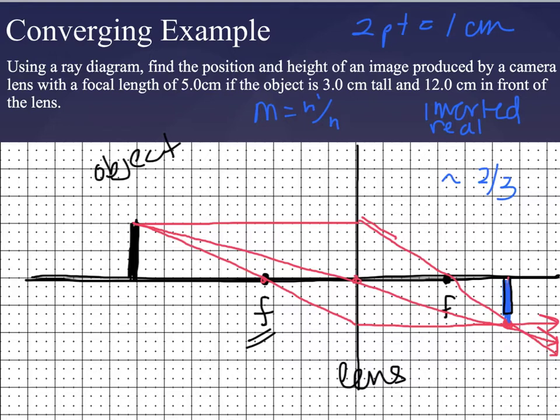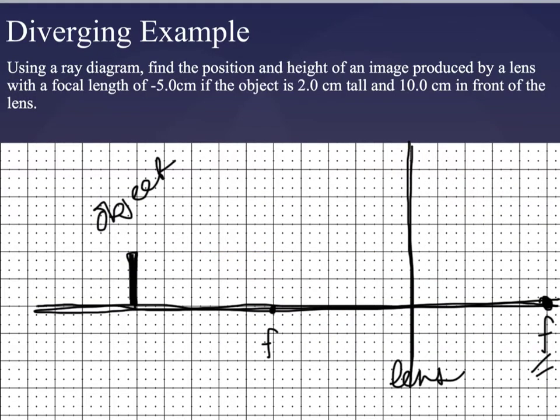So next we're going to look at a diverging example, and it's a little more complicated, which is why I don't expect you to really learn it, but I still want you to see one so you can understand what's going on. So again, I've already drawn the situation. This time I'm using one of these big blocks, or 3 points equals 1 centimeter.